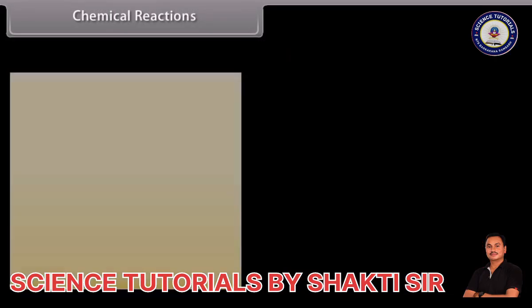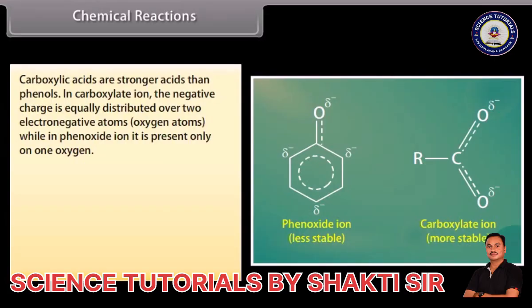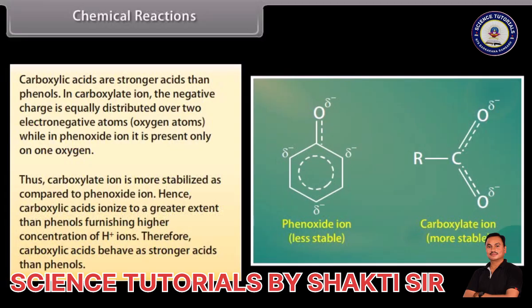Chemical reactions. Carboxylic acids are stronger acids than phenols. In carboxylate ion, the negative charge is equally distributed over two electronegative oxygen atoms, while in phenoxide ion it is present only on one oxygen. Thus, carboxylate ion is more stabilized as compared to phenoxide ion. Hence, carboxylic acids ionize to a greater extent than phenols, furnishing a higher concentration of hydrogen ions. Therefore, carboxylic acids behave as stronger acids than phenols.